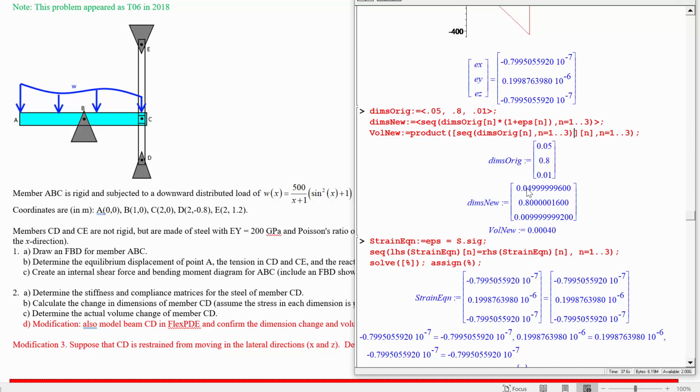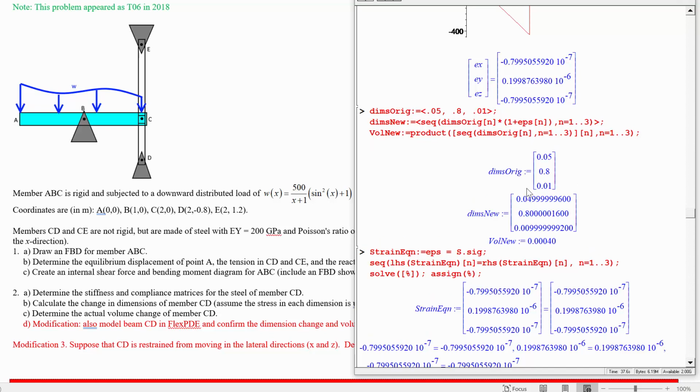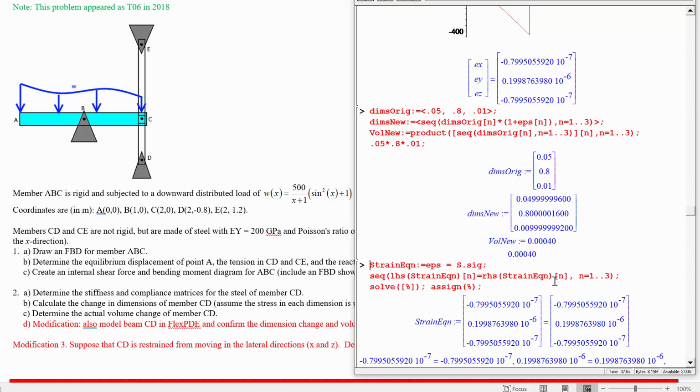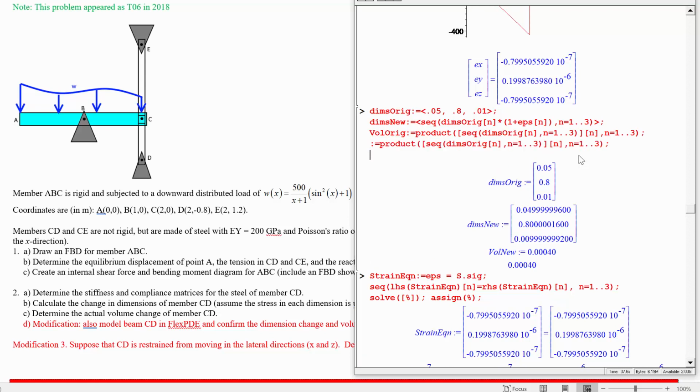Yeah. So just as a check, this did actually go and multiply these three things together. If we take 0.05 times 0.8 times 0.01, then we should get exactly the same thing. Now, I called this volume new, unfortunately, because this is actually the original one. But we can get the new volume by doing the same thing, but with the new dimensions. Okay, so the new volume is almost the same as the original volume because the new dimensions were almost the same as the original dimensions.